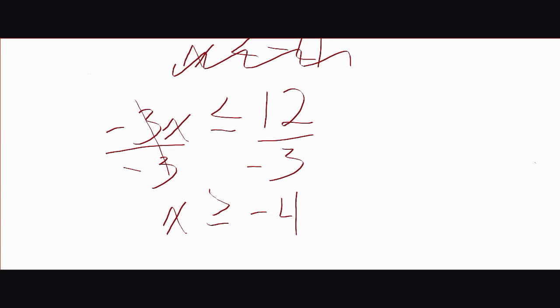If we plug in and we check, let's say we plug in negative 3. We would have negative 3 times negative 3, which is equal to positive 9, and sure enough, that is less than or equal to 12. So when we have these inequalities and we're multiplying or dividing by a negative number, we need to flip the inequality when we are solving. That's the one catch. That's the one thing to look out for.